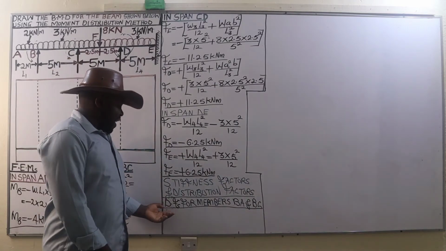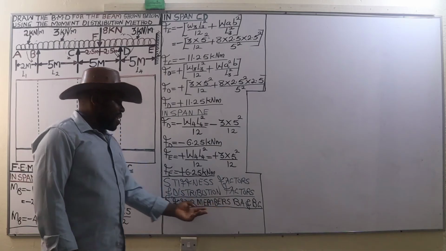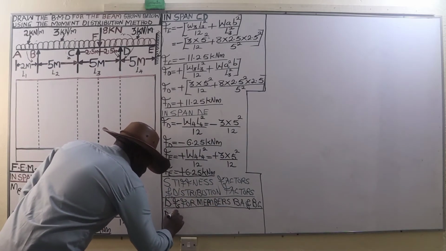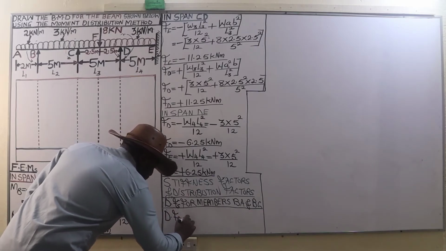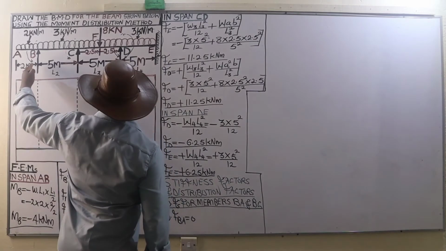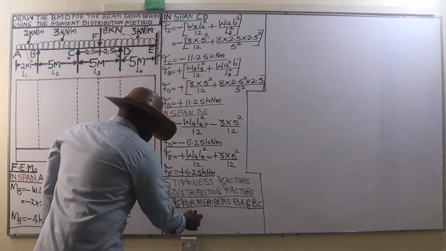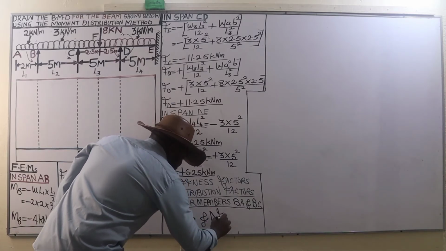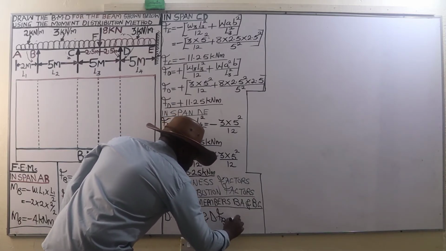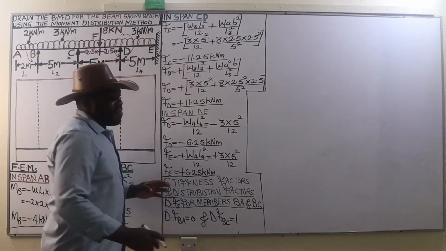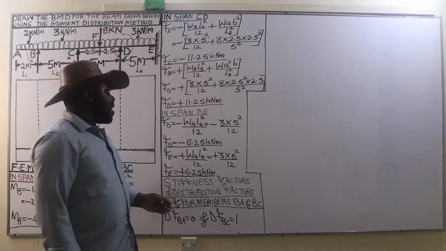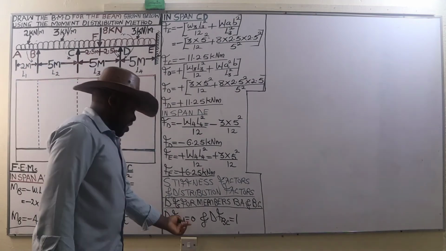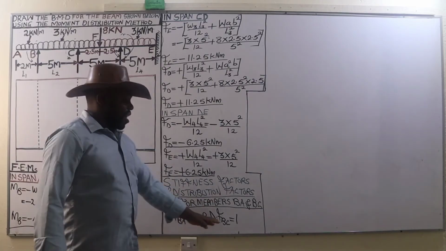And we are going to begin with distribution factors for the members BA and BC. The distribution factor for member BA is going to be 0. That is, the distribution factor for the overhanging end is usually 0, and the distribution factor for the member BC is going to be 1. So anytime we have an overhanging beam, the distribution factor on the overhanging member is usually 0, and the other member is usually 1.